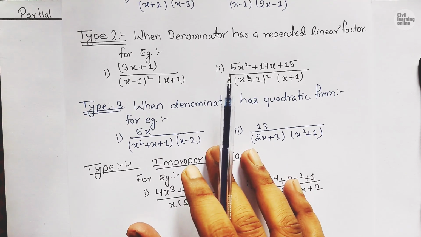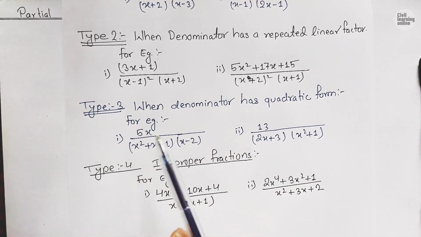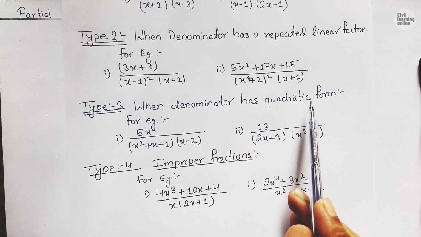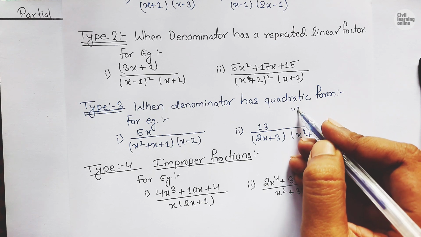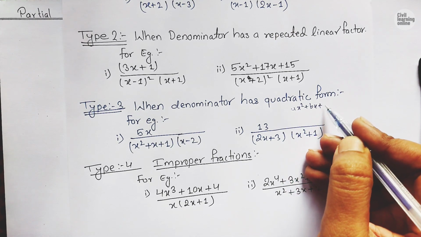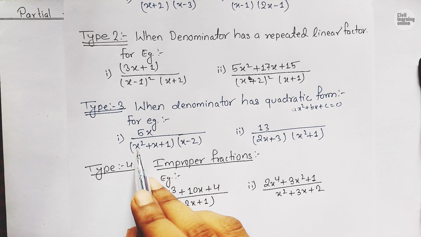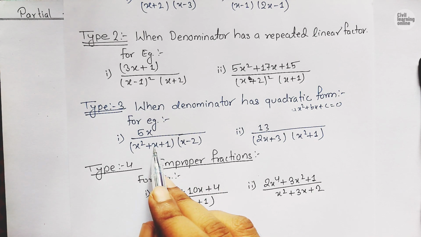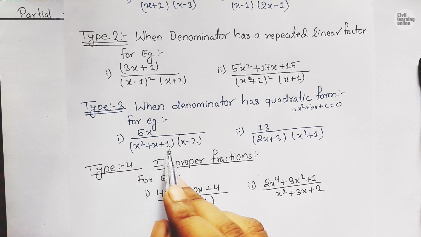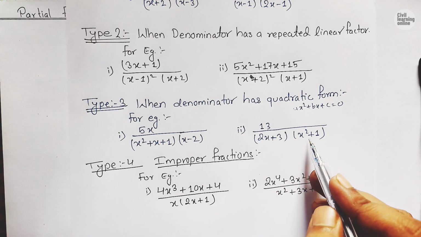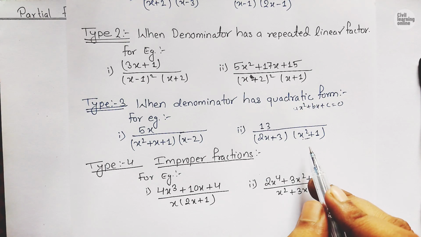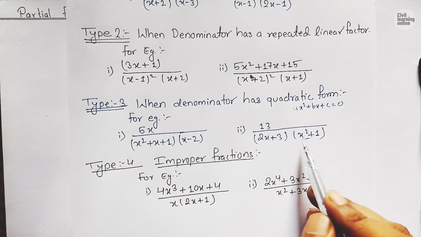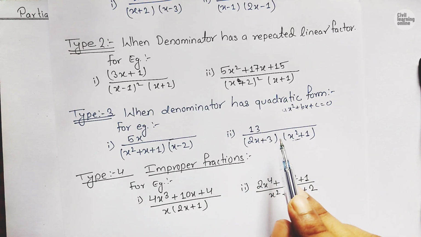Similarly, the third type is when the denominator has a quadratic form. I hope you remember the quadratic equation, ax square plus bx plus c equals 0. You can see here it is ax square plus bx plus, and in place of c we have 1. So these are quadratic forms. Here the bx term is missing in this question. You may encounter this type of question, so do not get confused between this question and this question, because both are of quadratic form.